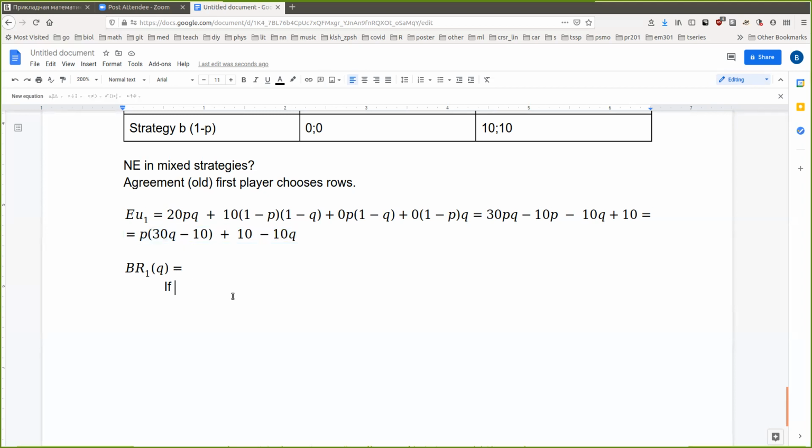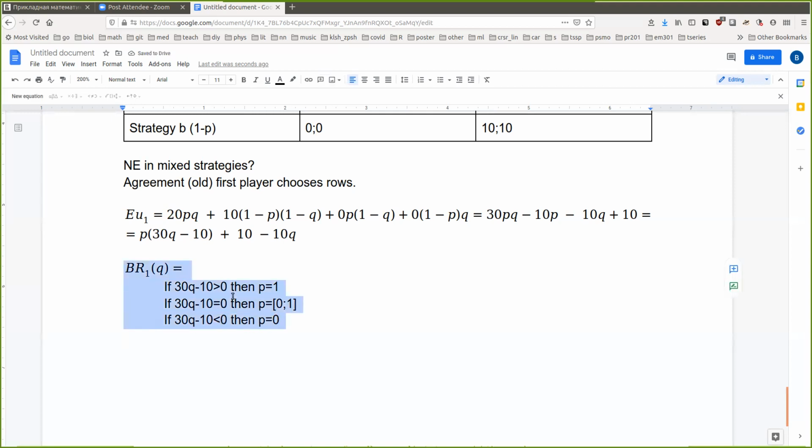And I see that if 30Q minus 10 is greater than 0, then the best choice is 1. If the term multiplied by P is positive, then I'd like to choose P equal to 1. If 30Q minus 10 equals 0, then the best P is any value between 0 and 1. And if 30Q minus 10 is less than 0, then the best P is 0. That is the best response function for the first player.